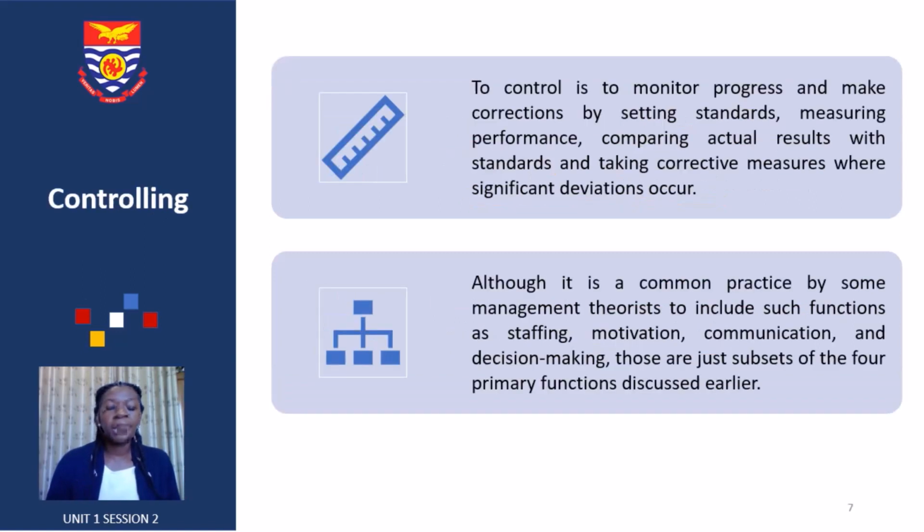Leading is very key. Then we come to controlling, and controlling is as simple as this. It's saying that when we want to control, we should be able to monitor the progress and make corrections by setting standards, measuring performance, comparing actual results with the standards, and taking corrective measures where significant deviations occur. So we set out to do task A. We wanted to achieve a grade A in this activity.